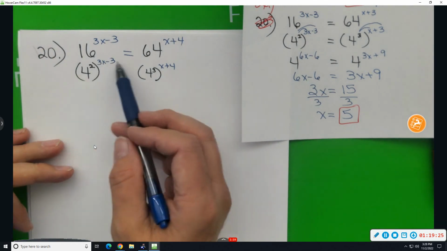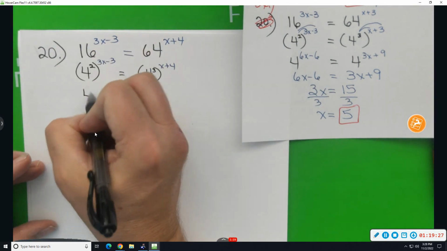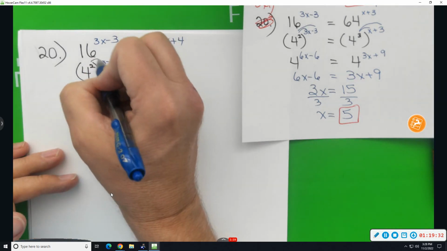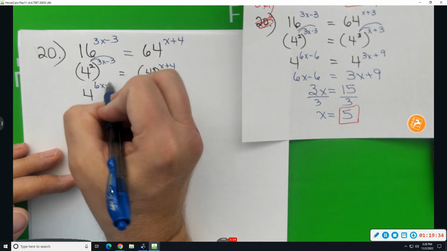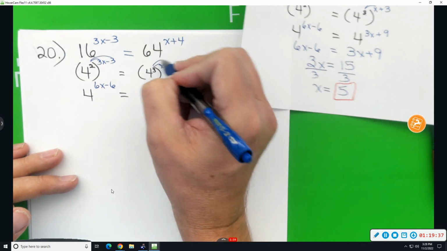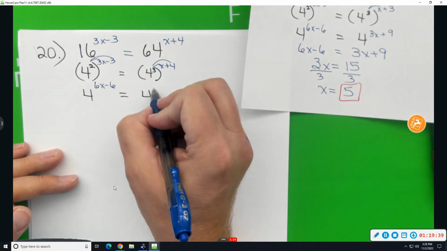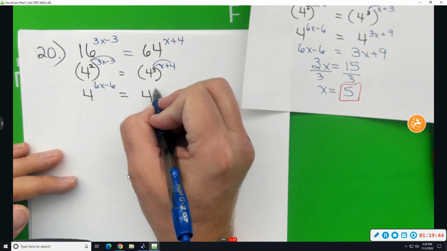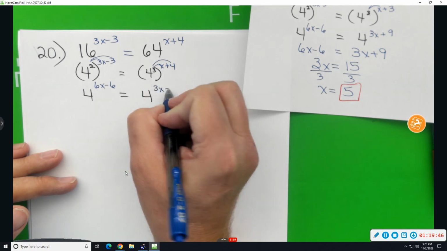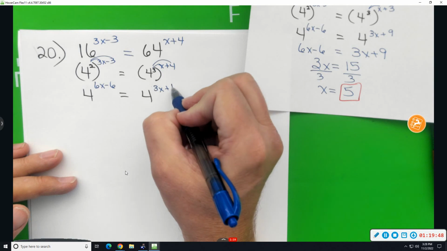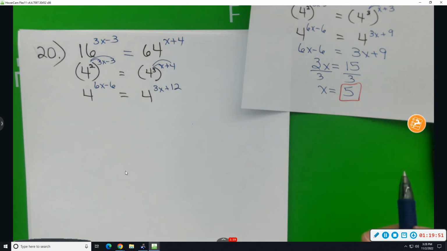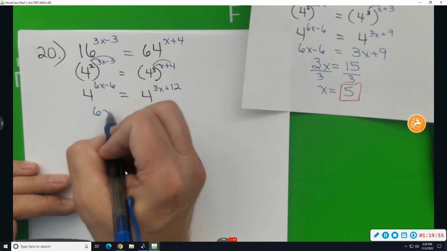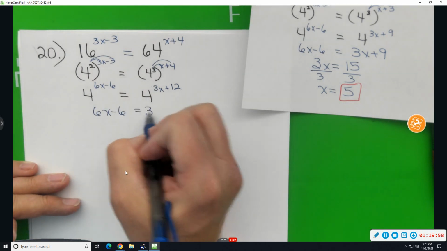And then we're going to have power raised to power. So call out what those exponents are going to be. Okay, 6x minus 6. Three times x is 3x, plus 3 times 4 is 12. And then what can I do? Okay, so we've dropped the base, set the exponents equal.